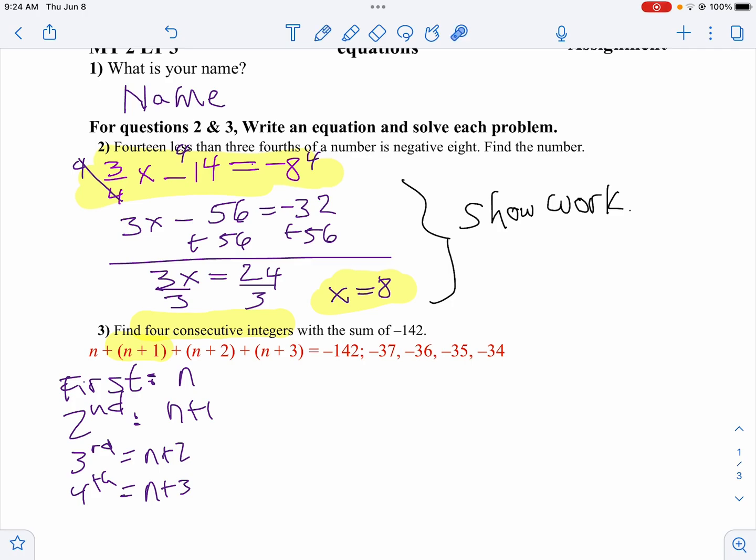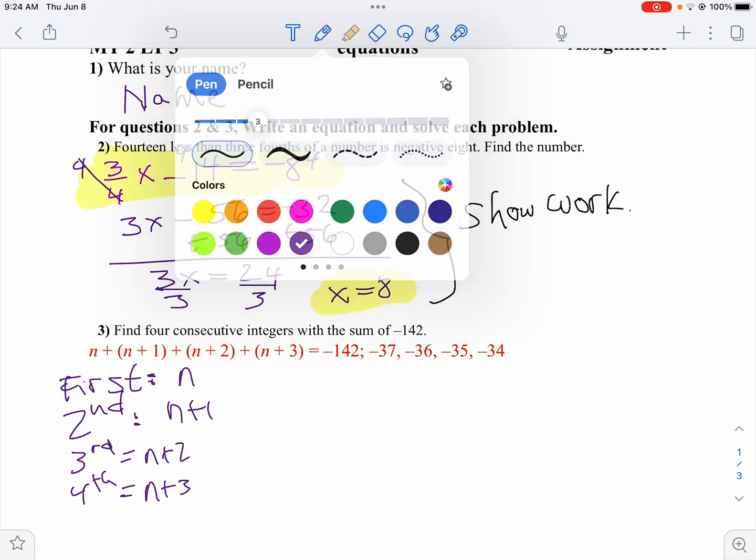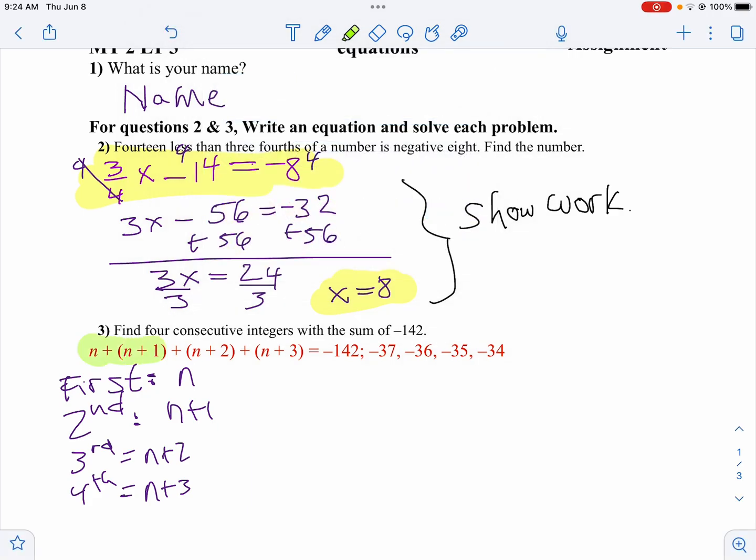Now, let's simplify our equation. So I'm actually going to go back up here. I'm going to look and use this equation that I wrote down. And we'll figure out how we get our answer from there. So combine your like terms. So you got 1, 2, 3, 4 n's. So we go 4n. And then add up our numbers. 1 plus 2 is 3, plus 3 is 6. Equals -142.